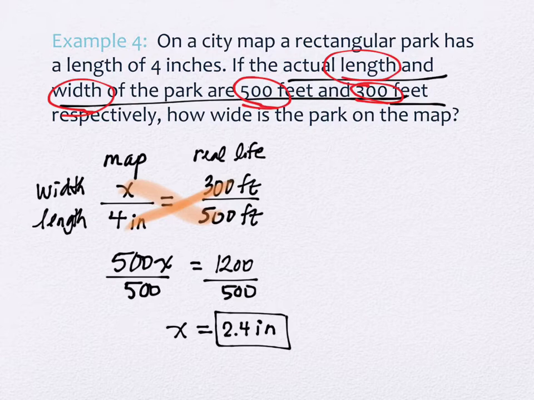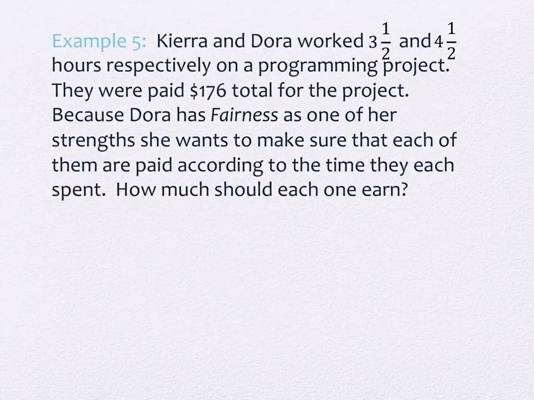Okay, number 5 is a bit more interesting because the setup isn't quite as direct. And yet it happens frequently like this in real problem-solving kind of things. Kierra and Dora worked 3.5 and 4.5 hours respectively on a programming project. They were paid $176 total for the project. Because Dora has fairness as one of her strengths, she wants to make sure that each of them is paid according to the time that they spent. How much should each earn? So it wouldn't be fair in her mind to just split it equally because they didn't work the same number of hours. Are you tracking with me?